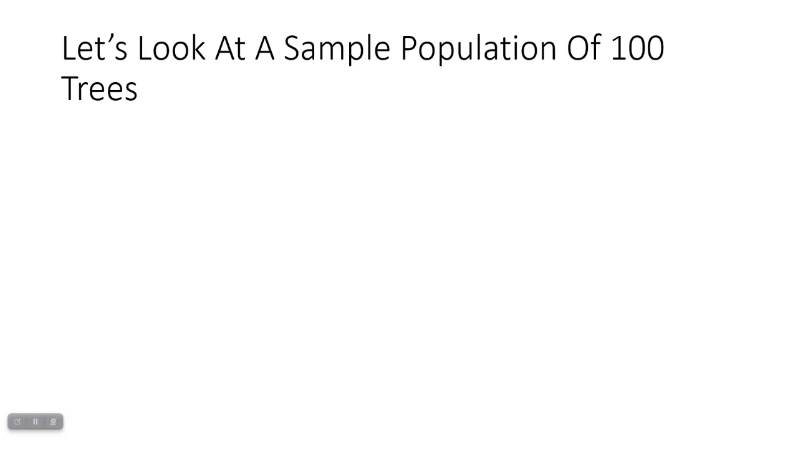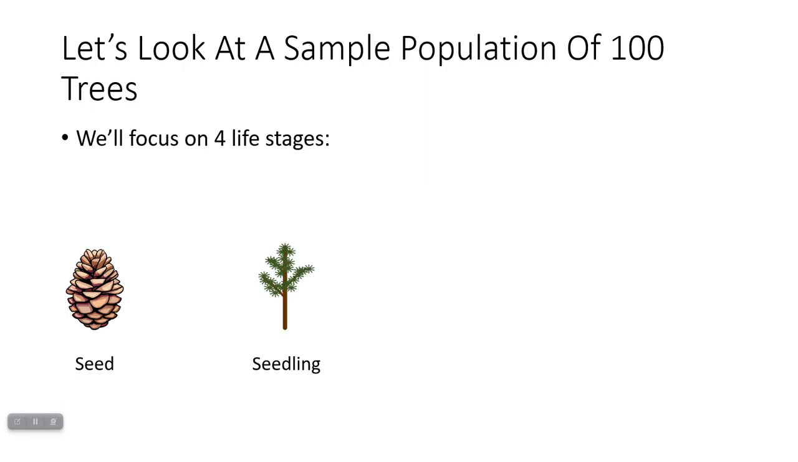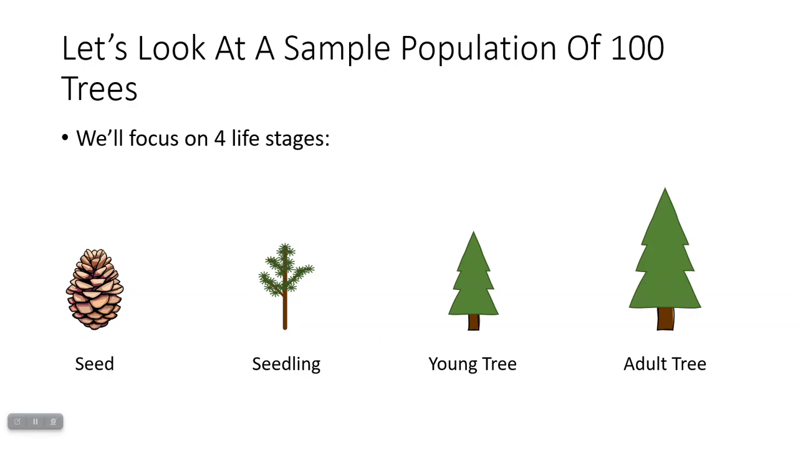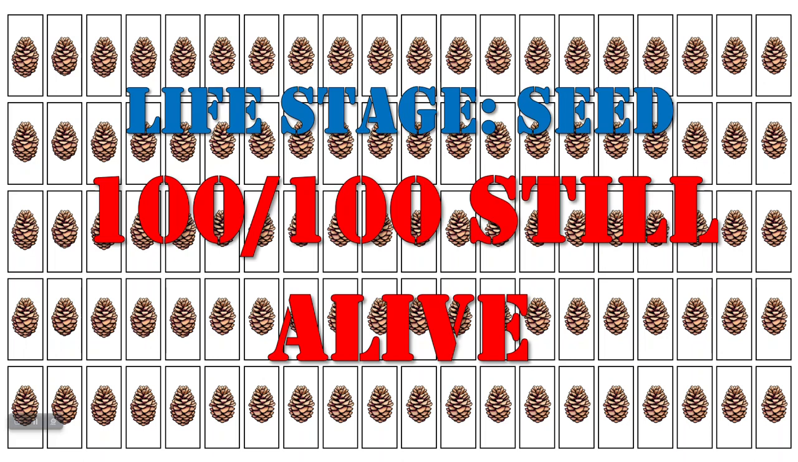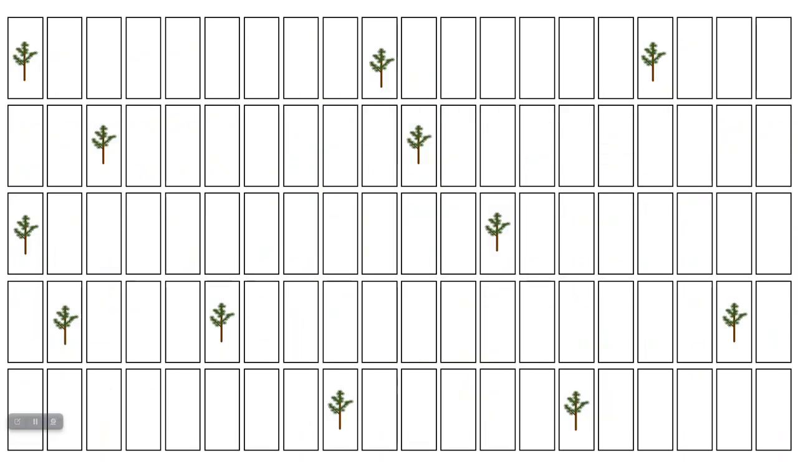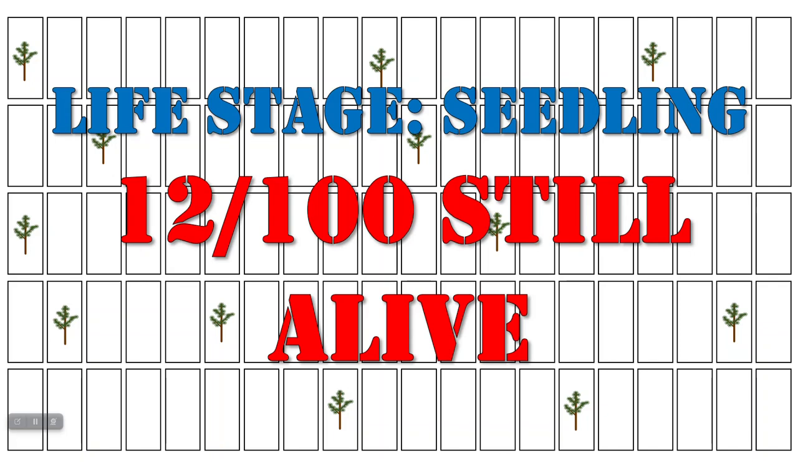So let's look at a sample population of 100 trees. We're going to look at four different life stages: seed, seedling, young tree, and adult tree. We're going to look at 100 of these pine cones. These are the seed stage, and since we're tracking them from essentially the birth of a tree, there are 100 out of 100 of these still alive. Now, out of these 100, a lot of them are not going to find a place to root and germinate. And so very few of them will make it to the next stage of life, which is seedling.